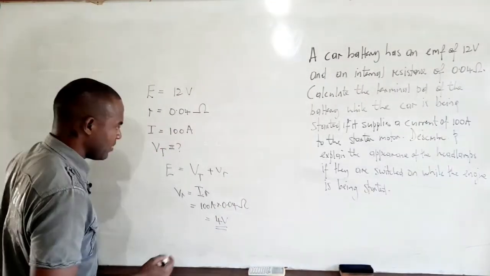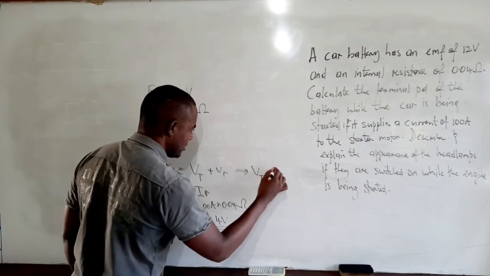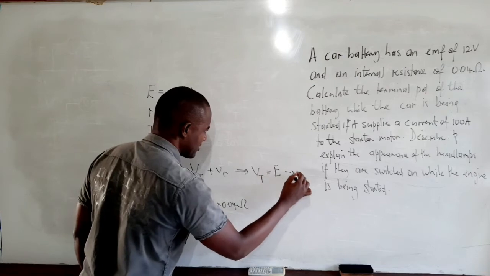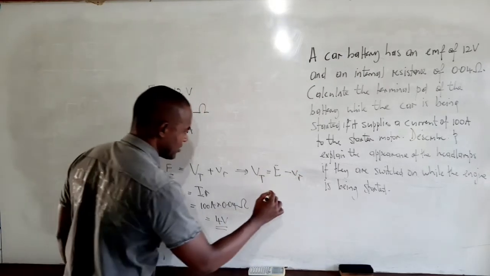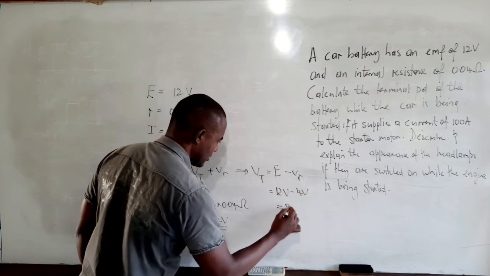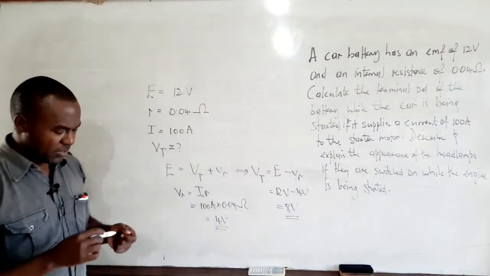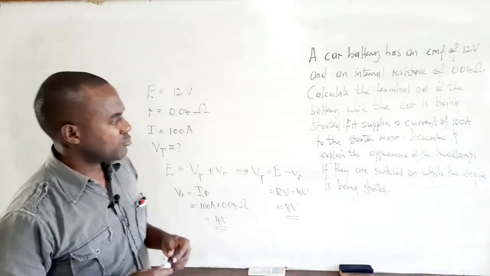And so the terminal PD, based on this equation, V_T is equal to the EMF E minus the loss volts. This gives us 12 volts minus 4 volts, which is equal to 8 volts. So during starting of the engine, the terminal PD of the battery is 8 volts.